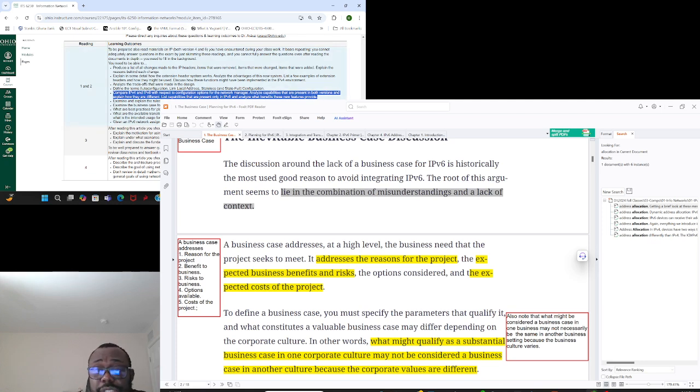Let's go straight to the business case. So the business case today: why should a business migrate to IPv6, and what benefits will a business get in going to IPv6?